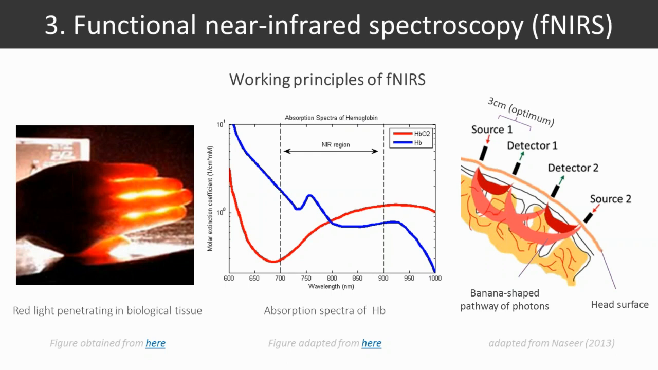This helps us to determine the relative changes in oxygenated and deoxygenated hemoglobin concentrations, and therewith we indirectly measure brain activation. And here you see the typical wavelengths that are used for deoxyhemoglobin and for oxygenated hemoglobin.